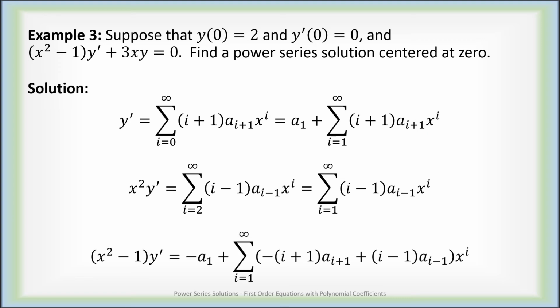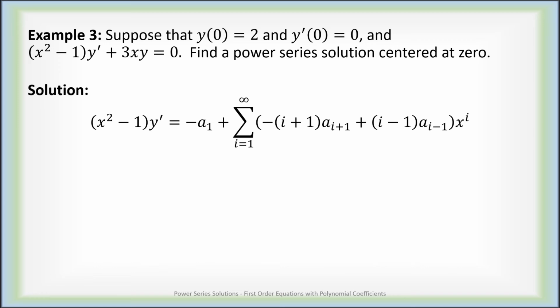So I can take the difference. If I take this power series and I subtract this, we get negative a1 hanging off in the front, and otherwise we'll get (i minus 1) a_(i-1) minus (i plus 1) a_(i+1), all times x^i. So x squared minus 1 times y prime is now written as this here with this extra minus a1 hanging around.